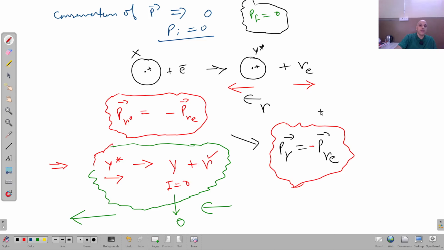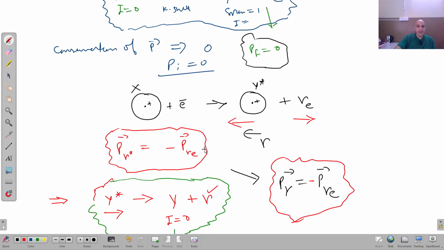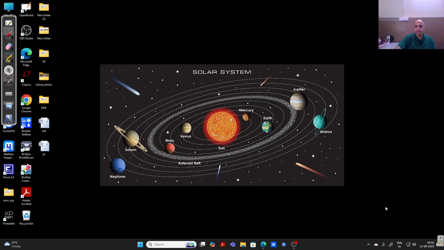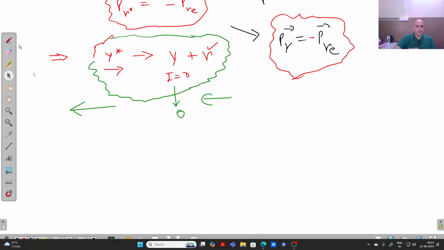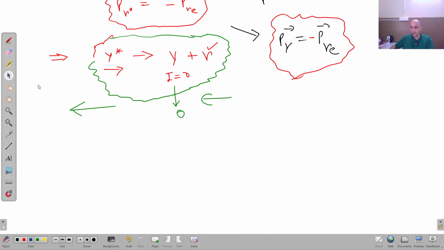Now let's see what happened to the law of conservation of angular momentum. Let's see what happened to the conservation of angular momentum in this entire reaction.